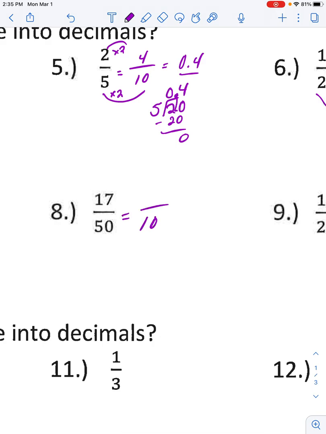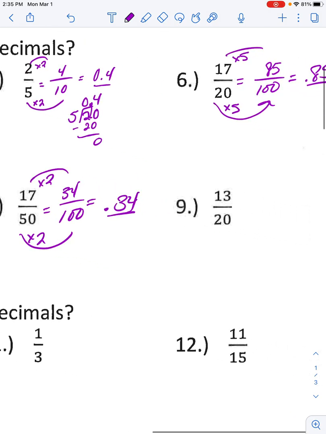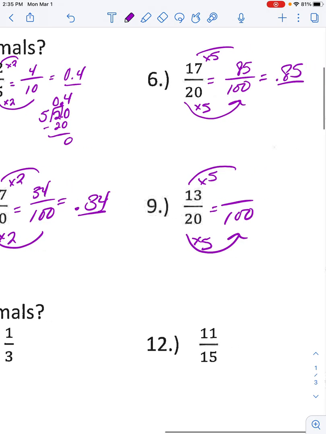17/50 as a decimal. I can make this one out of 100 by multiplying by 2 to get 34 hundredths. As a decimal would be 0.34. And 13/20ths, make it out of 100 by multiplying by 5 to get 65 hundredths. How do we write that as a decimal? 0.65.